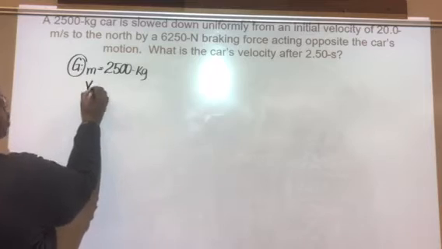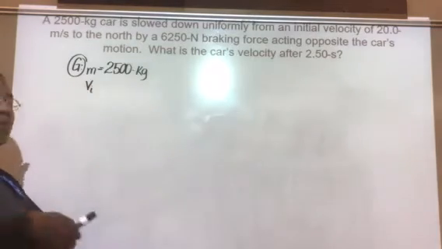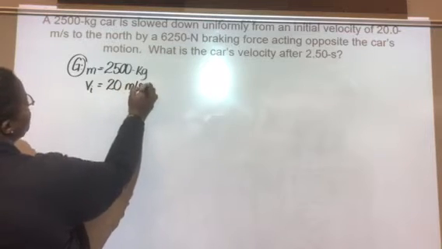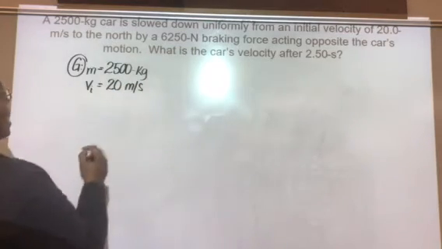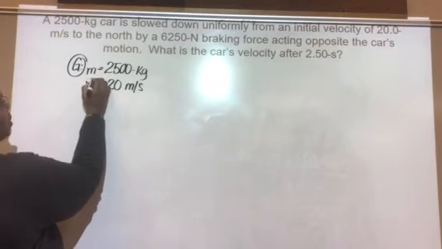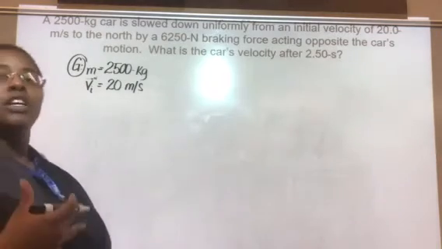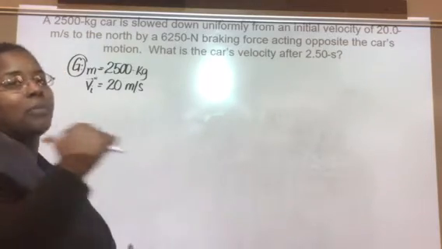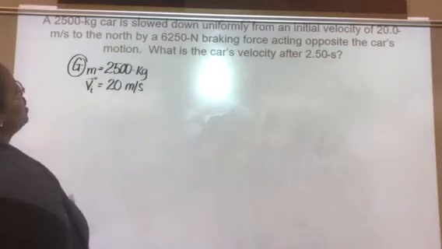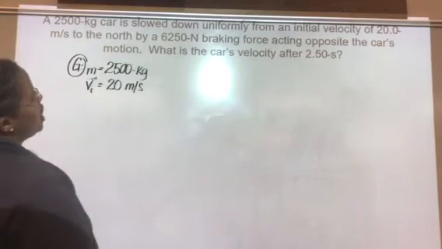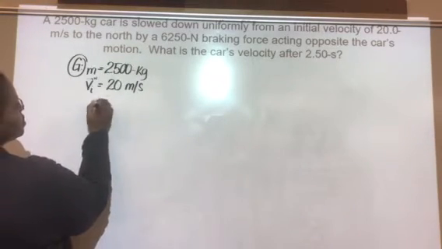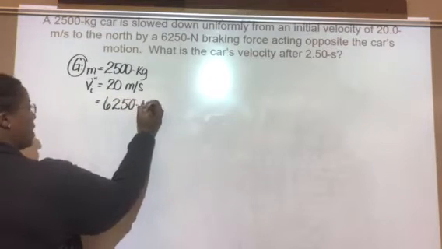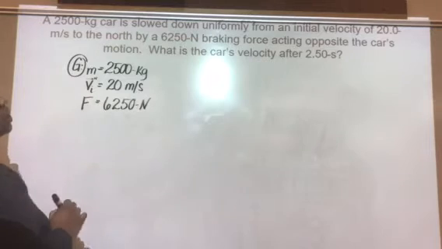V is for velocity. We're going to use the subscript of i for initial, and this is 20 meters per second to the north. Now, what I normally do is draw a little arrow and put the directional term. That way, if I get a negative, I know that the object stopped going north and went the opposite way, which is south. By a 6,250 Newton force. What do we know that is measured in newtons? You got it. It's force.